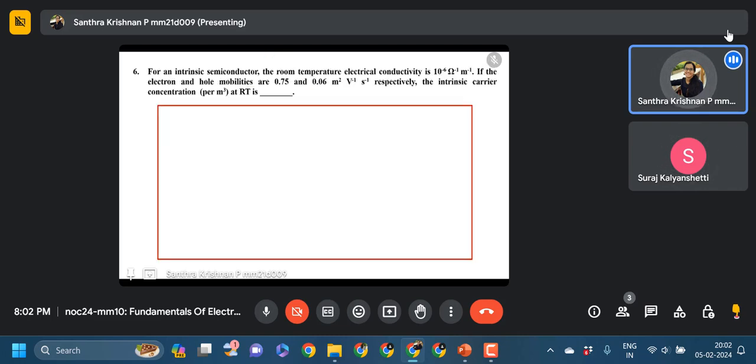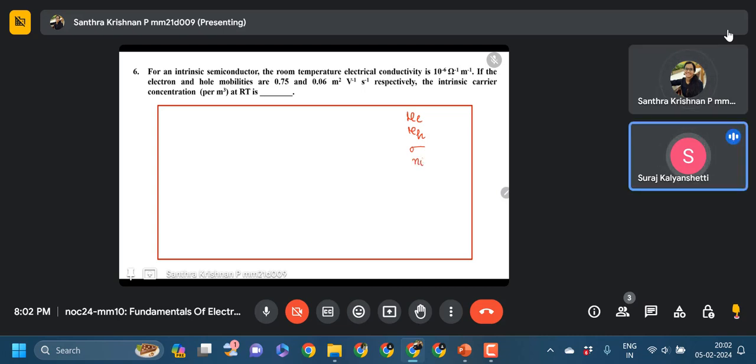So next is for an intrinsic semiconductor, the room temperature electrical conductivity is given to you. Electron and hole mobilities are also given to you. The carrier concentration we have to find out. Conductivity is given, and you have to find out Ni. There is an equation that connects all these things.